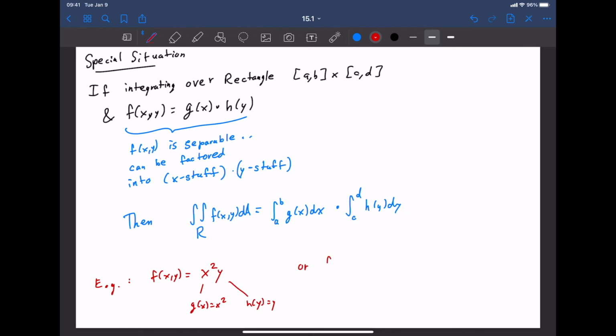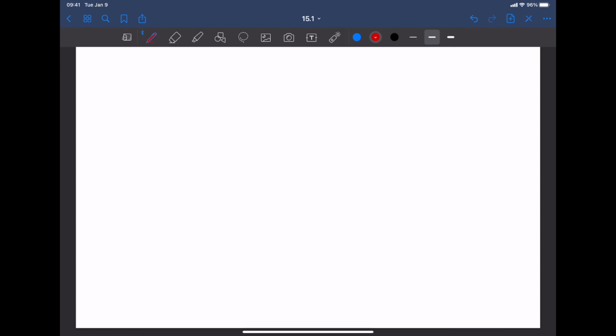Or f of x y equals x squared y plus y. Well, see how I can factor this as y times x squared plus 1. So again, that could be h of y, a function that just has y's in it, and that's a function whose only variable is x. I could have made it like y cubed here also. It doesn't always have to be just the y's. So you never have to do this, but it can make your situation a lot faster, or at least cleaner.